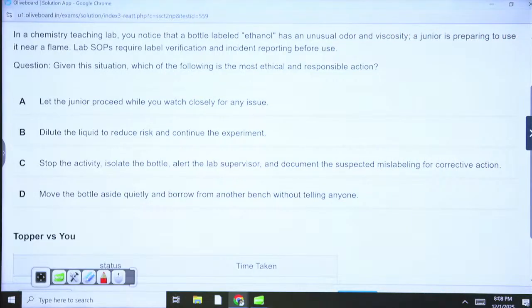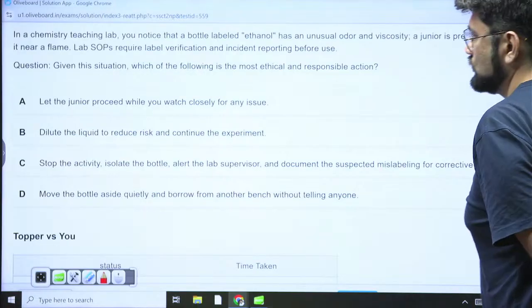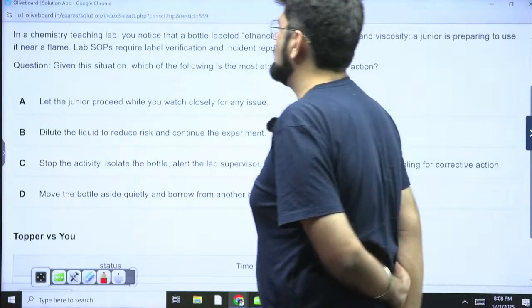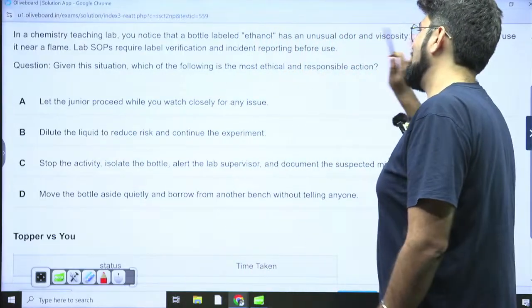In a chemistry teaching lab, you notice that a bottle labeled ethanol has an unusual odor and viscosity. A junior is preparing to use it near a flame. Lab SOPs require label verification and incident reporting before use. The question is, given this situation, which of the following is the most ethical and responsible action?